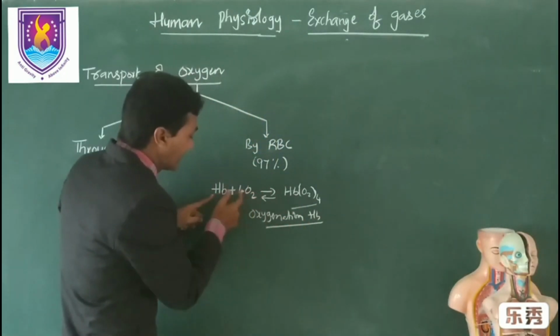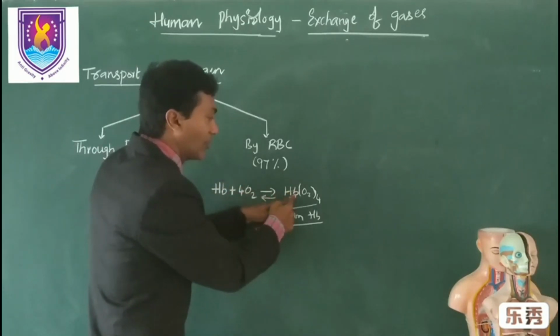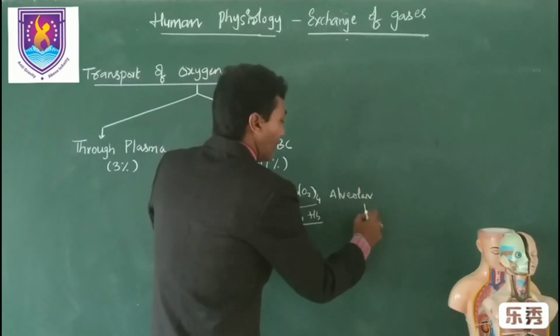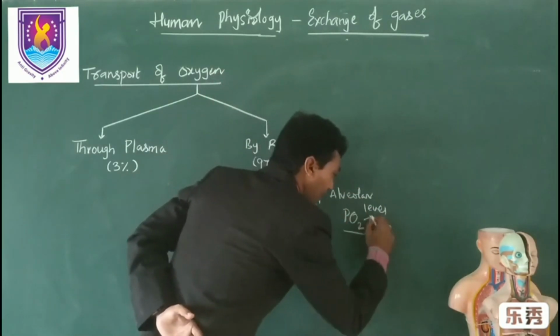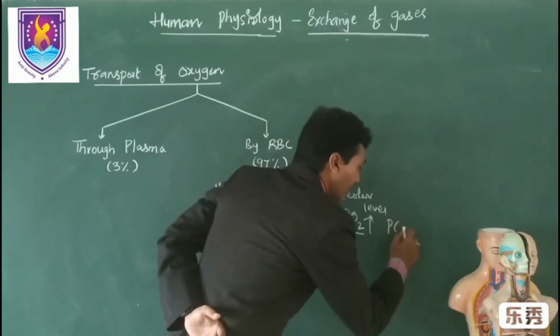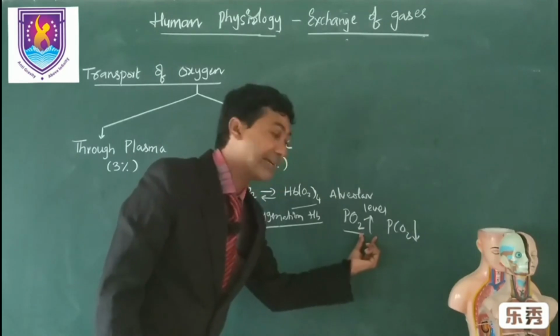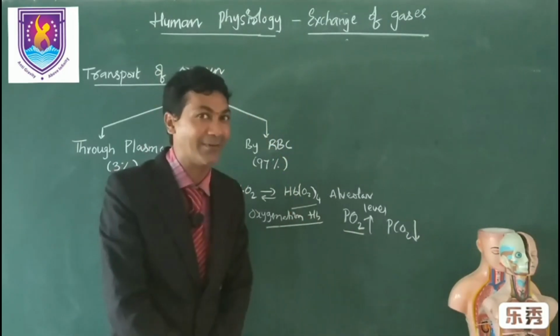For hemoglobin to bind with oxygen to form oxyhemoglobin at alveolar level, the partial pressure of oxygen should be high and the partial pressure of carbon dioxide should be less. So these are the conditions that help in the formation of oxyhemoglobin at alveolar level.